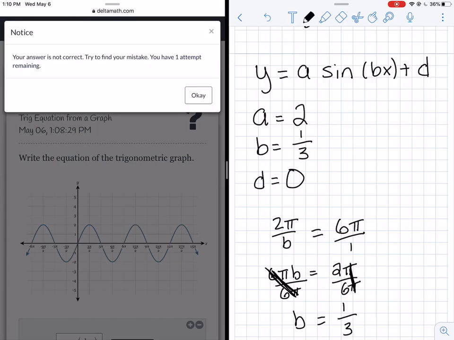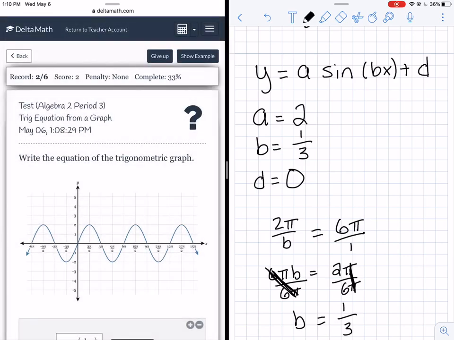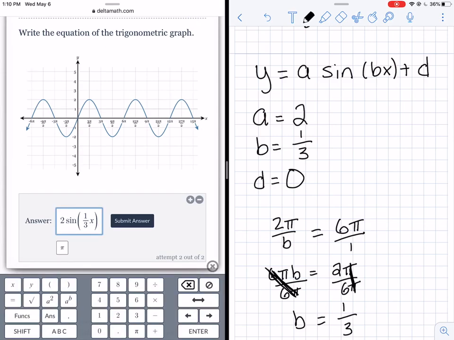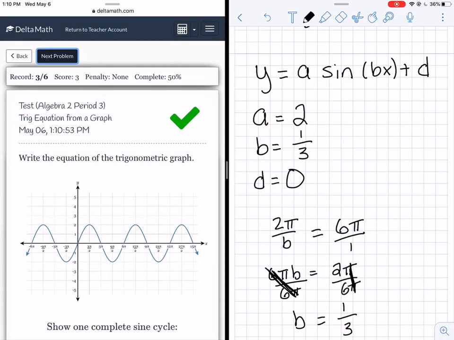Are you sure? I'm going to say yes. Now it says incorrect. Try to find your mistake. You have 1 remaining attempt. Now I look at my work and I know that I did it right. So you need to know that that's what you did wrong. So I'm going to go back here again. It's asking for an equation. So I'm going to put that y equals, and I'm going to submit my answer.